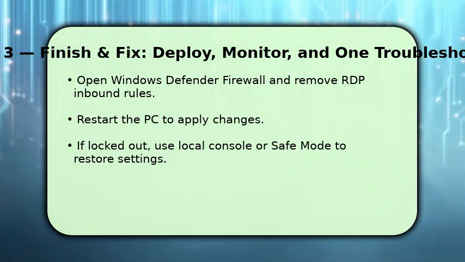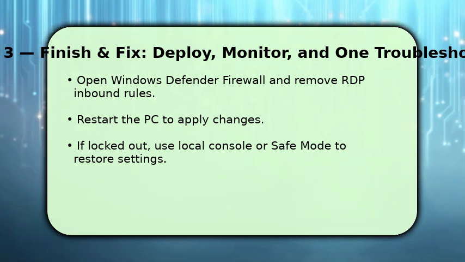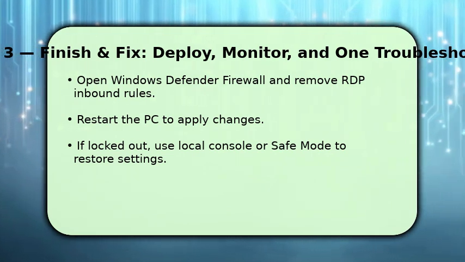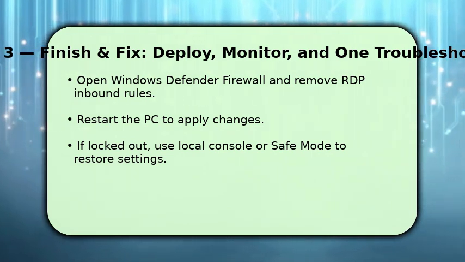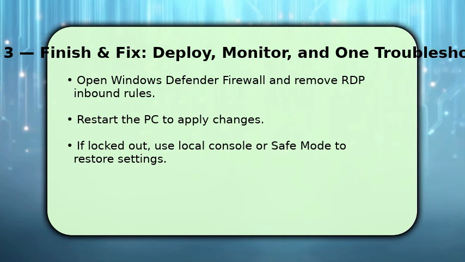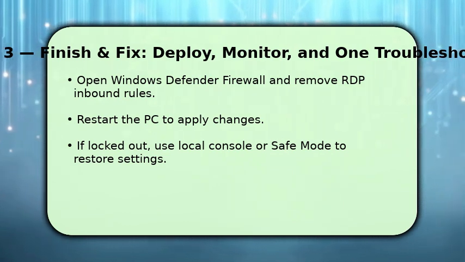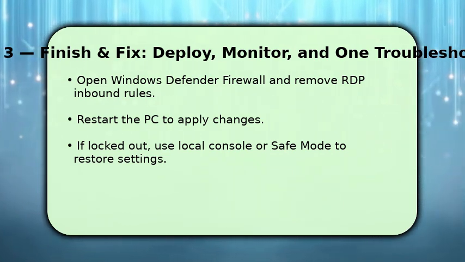If you find you're unexpectedly unable to access the machine locally later, boot into Safe Mode or use the local console to re-enable an admin account. This single troubleshooting step recovers access without network dependencies.